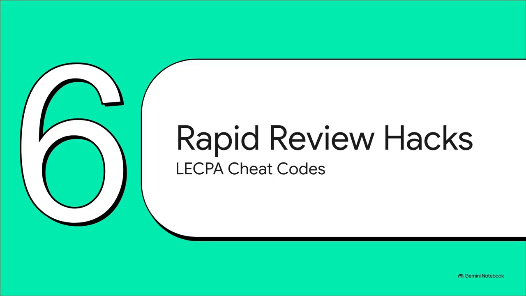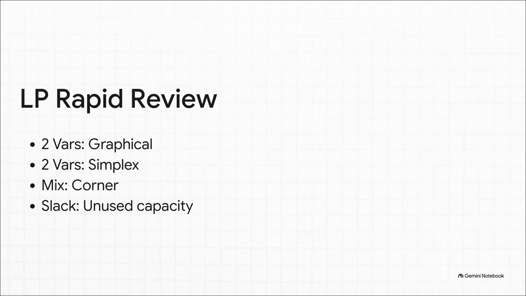Section 6. LECPA Rapid Review Hacks. Okay, I want you to mentally screenshot these bullets for your spaced repetition flashcard apps. This is the exact rapid-fire association your brain needs on exam day. 2 variables? Graphical method. More than 2 variables? Simplex method. Where is the optimal mix? Always at an extreme corner point.